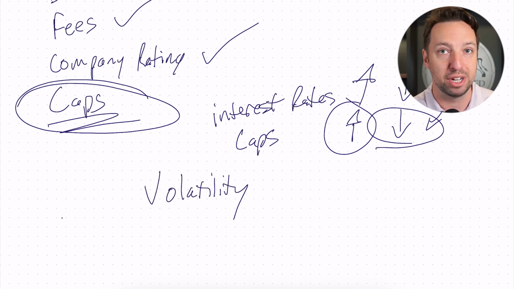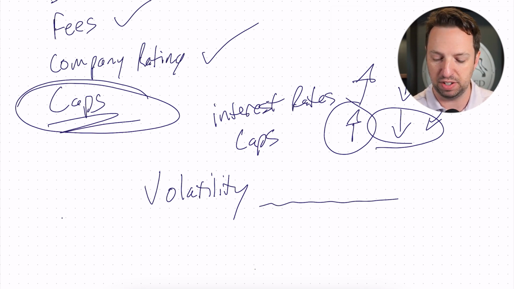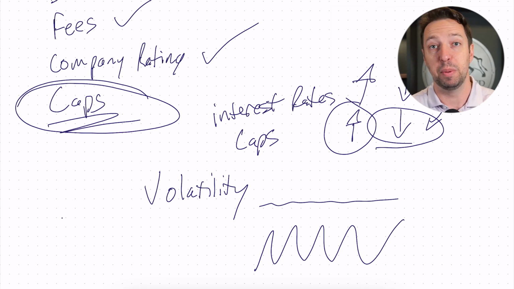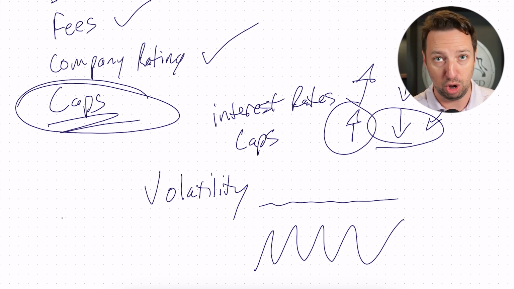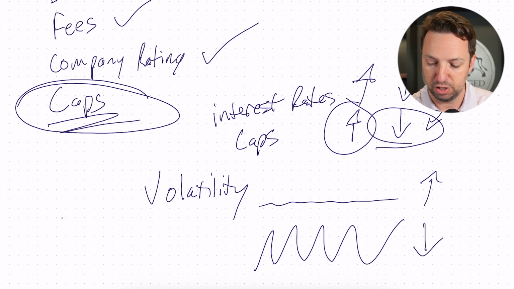Volatility just means, what does the ride look like? Is it a smooth ride? That's not very volatile. Is it a bumpy ride? Very volatile. The bumpier the ride, the higher the volatility. The higher the volatility, the more expensive it becomes to buy call options or to hedge the different index options on your policy. So in a period of low volatility, you should expect your caps to go up. In a period of high volatility, bumpy ride, you should expect your caps to go down.